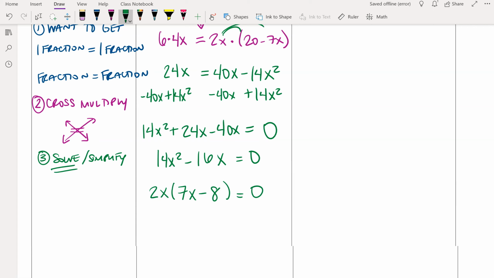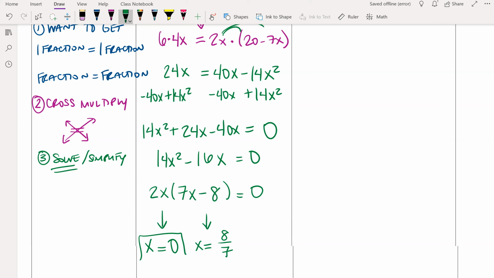So what does x equal? For this x out in front, what does x always equal? 0. And for this factor, we get x equals 8 over 7. Awesome. We are done. We solved.